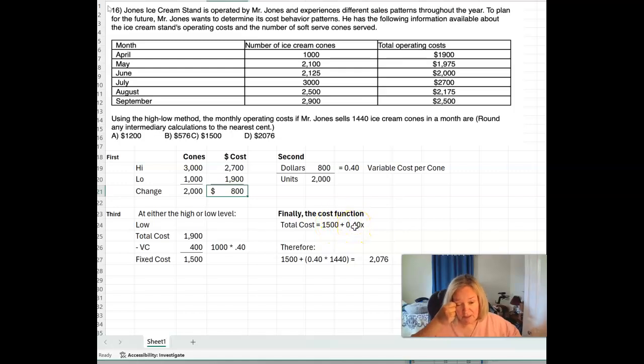All right, so the question is, well, what are the costs if we sell 1,440 ice cream cones? So the cost would be 1,500 in fixed cost plus 40 cents times 1,440, and I get 2,076. Okay, so with any luck, that's the right number.